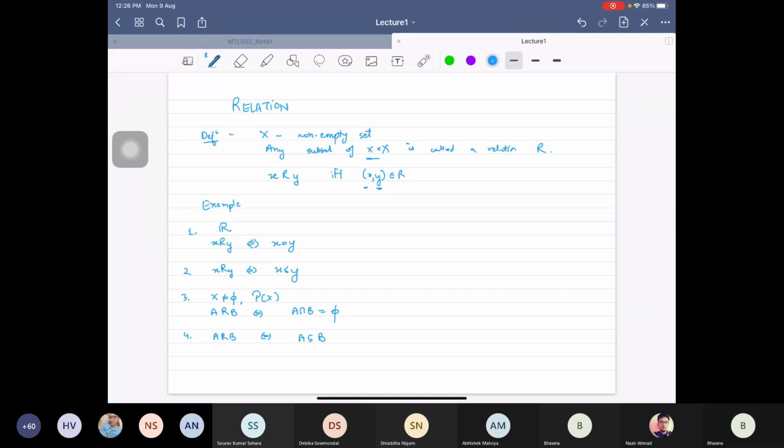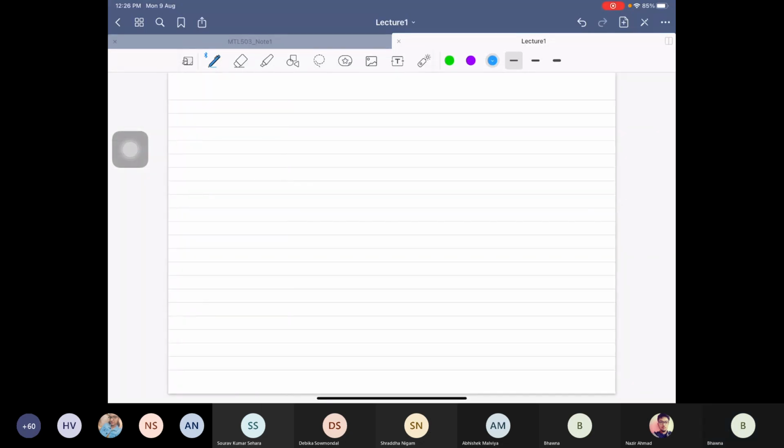Okay. So next we have specific types of relation which are important. We have equivalence relation and partial order. Fine. So these two are important types of relation, and in order to define these, we need to understand four subtypes.